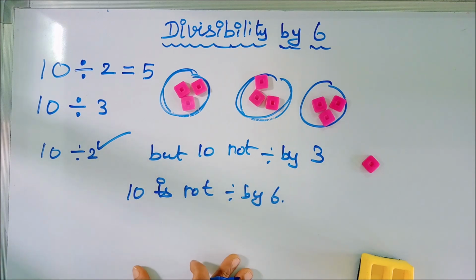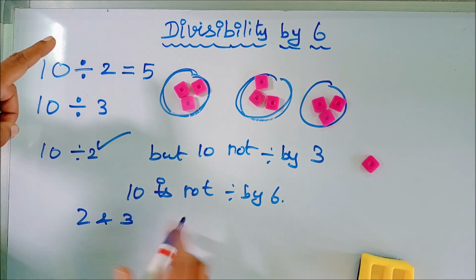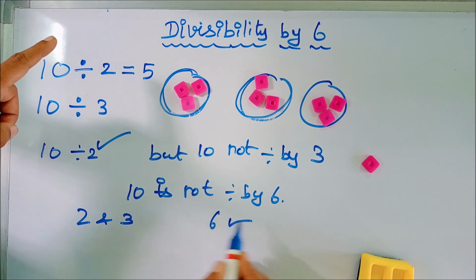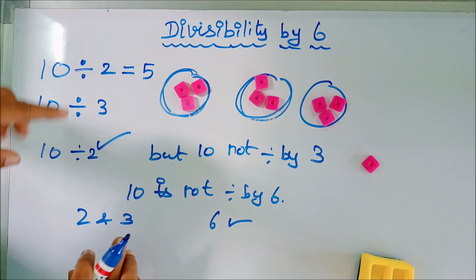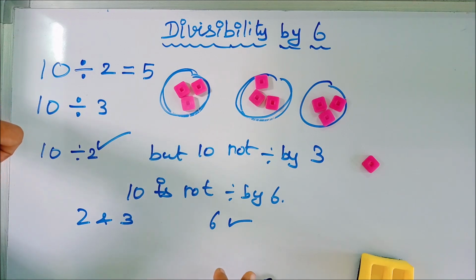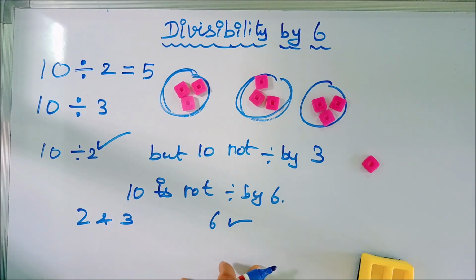I hope you understand. If a number is divisible by both 2 and 3, we can say it is divisible by 6. Suppose if a number fails in any one of the cases, we can say it is not divisible by 6. I hope you have understood the concept of divisibility of 6. Okay, thank you.